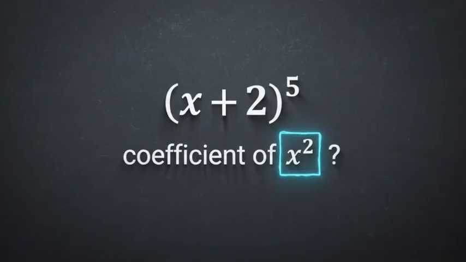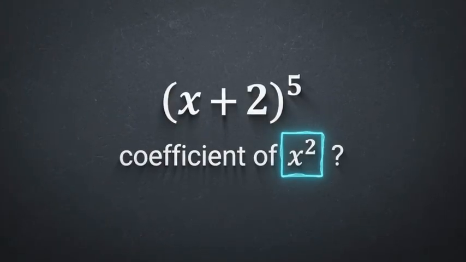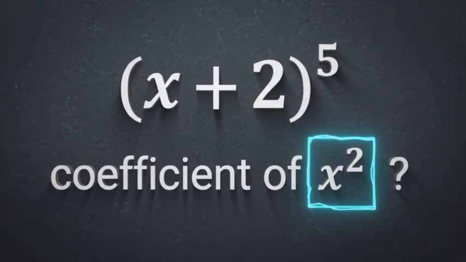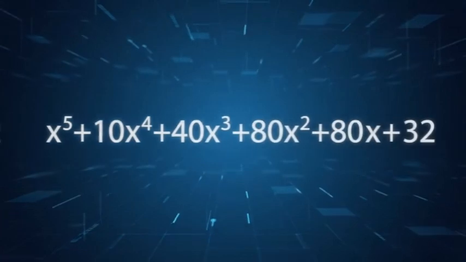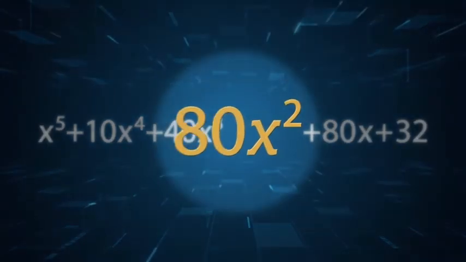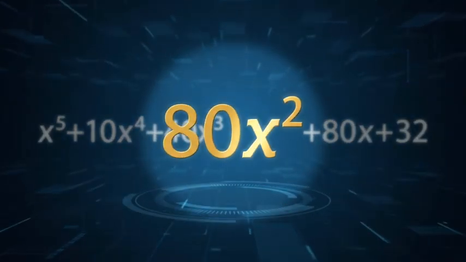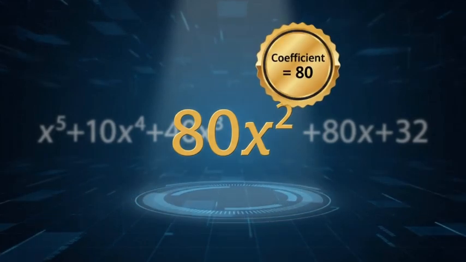You may also be asked to find the coefficient of a particular power of x. From the completed expansion, the coefficient of x squared is simply 80.